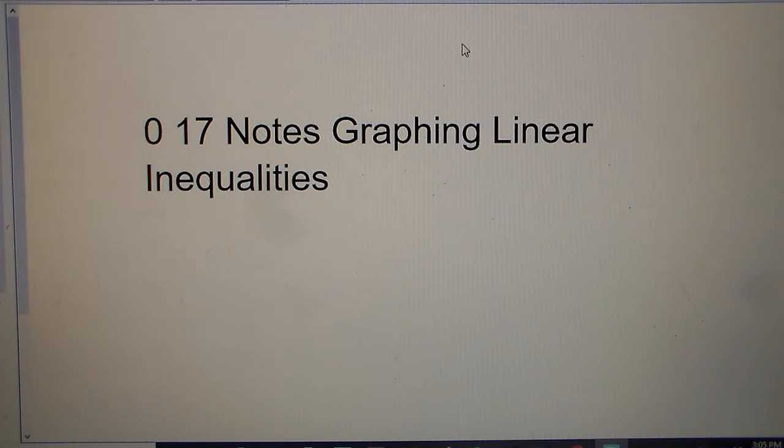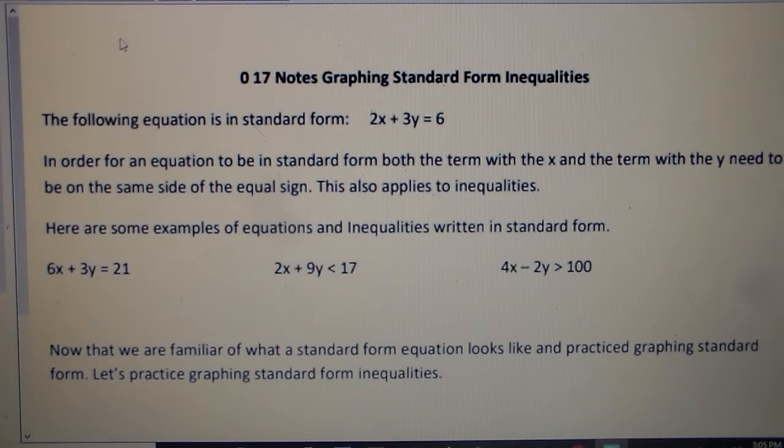Alright, these are notes on O17, graphing linear inequalities. First things first, make sure you write O17 notes on the top of your notes so you know what section we're talking about.